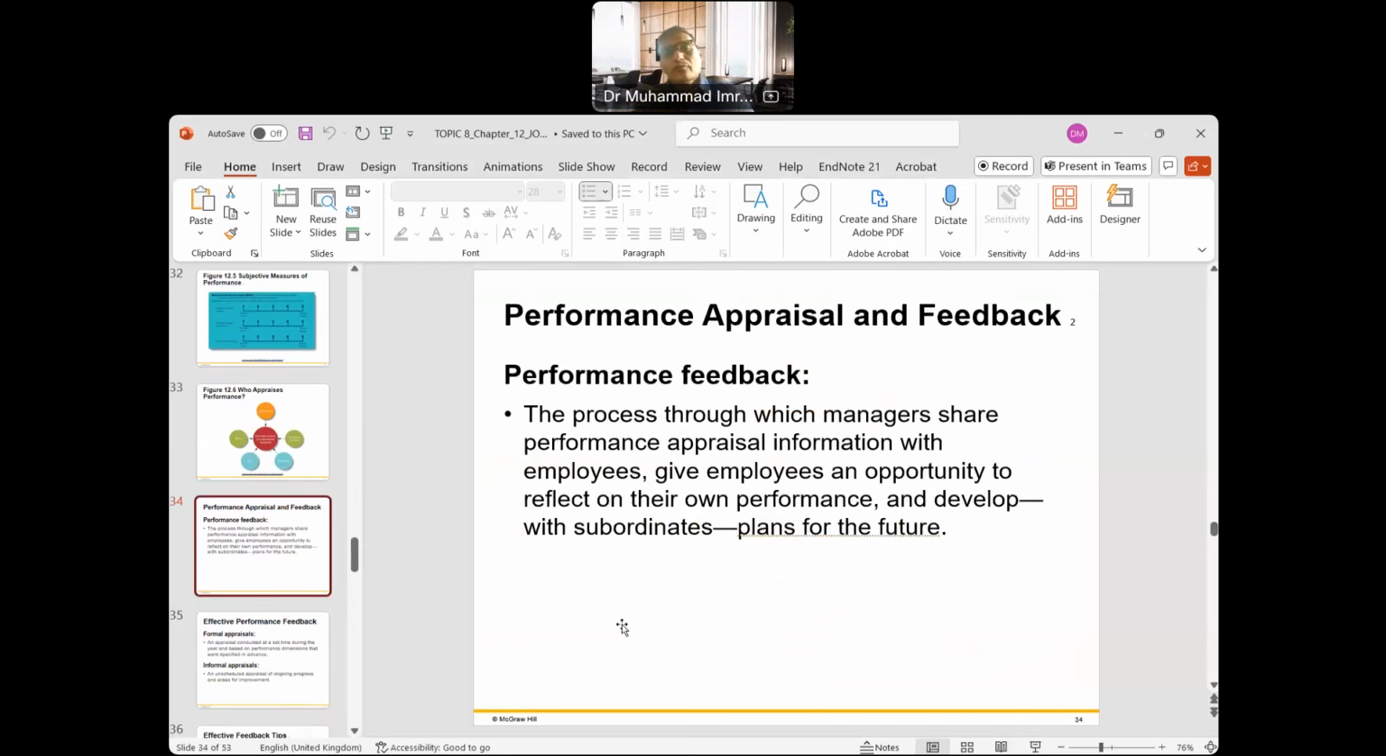Here is performance feedback also. We analyze the performance; now it's time for feedback. Tell them about their performance. Are you performing the right way? Are you a high performer, a high achiever, or a low achiever? It is the process through which managers share performance appraisal information with employees. It gives employees an opportunity to reflect on their own performance and develop, with the subordinate, a plan for the future and improve their performance as well. So that's why performance feedback is very important.